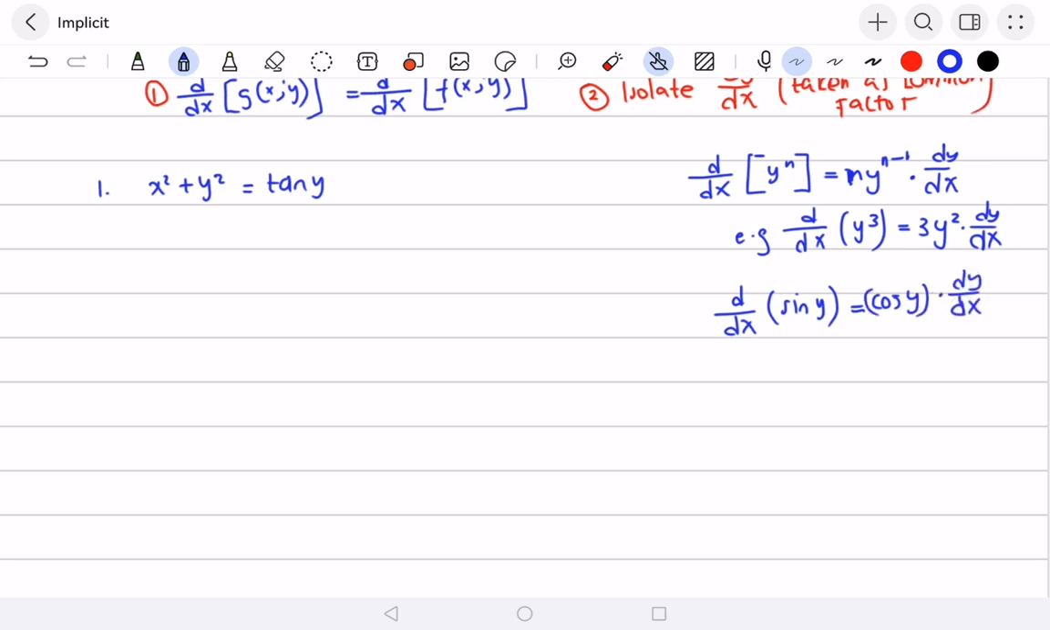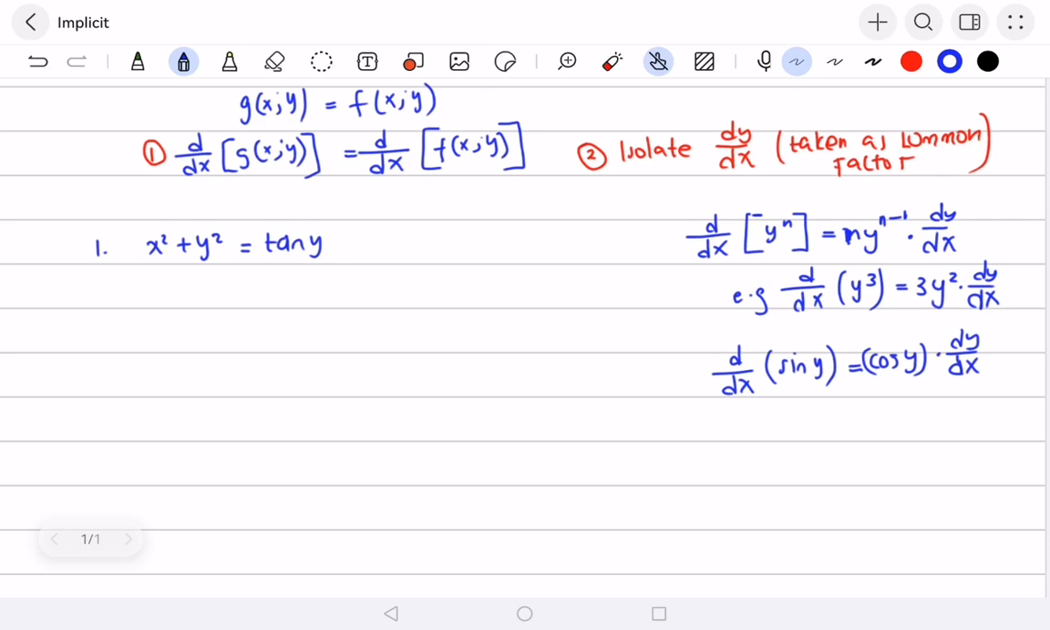This is what you have to do every time you're differentiating something that contains y. Now let's go back to our example. Example number one, we have x squared plus y squared equals tan y. Step number one, remember, you take the derivative of both sides. So you have the derivative of x squared plus y squared equals the derivative of tan y, right?